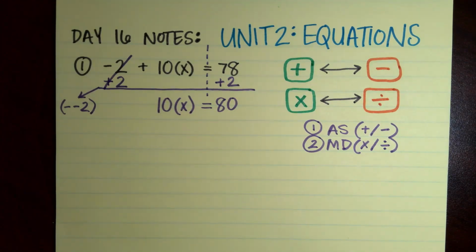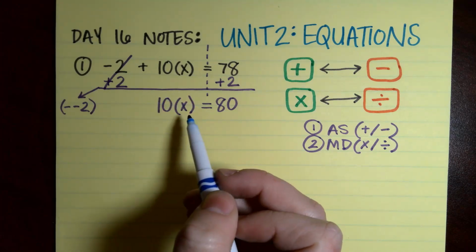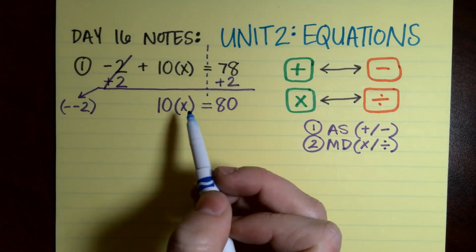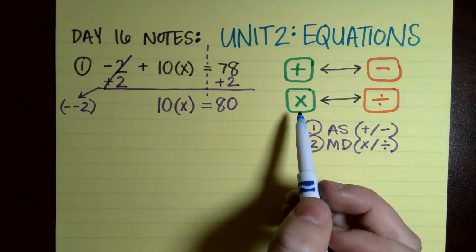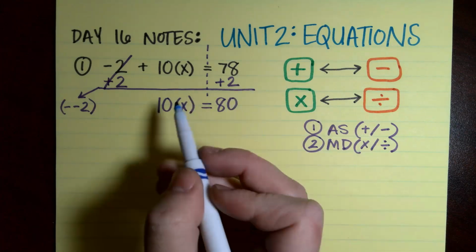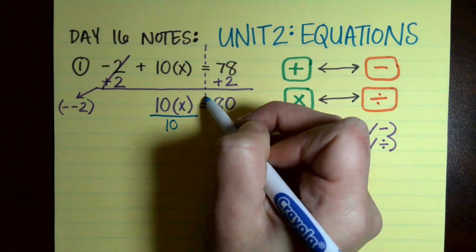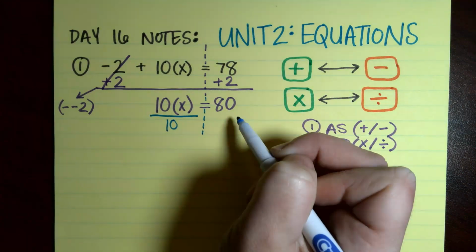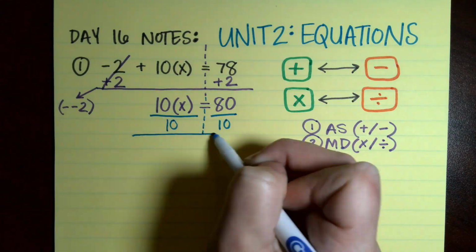What do I need to do now to get x by itself? What number do I need to get rid of? The 10, exactly. So to get rid of the 10, I need to think about what operation I'm doing here. 10x means 10 times x. And if I have multiplication, how do I get rid of it? I divide it. So I'm just going to take 10x and I'm going to divide that by 10. And remember, whatever I do to one side of the equal sign, I have to do it to the other side. So I'm going to do 80 divided by 10 as well.